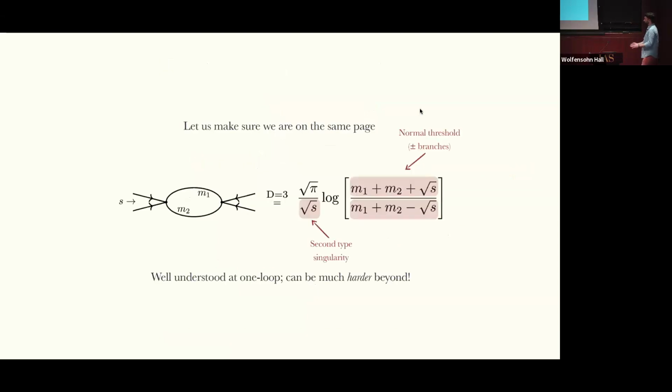Just to be sure that we're all on the same page, let's look at a very simple example that we can all integrate ourselves. The bubble in 3 dimensions is given by this expression, and by kinematic singularities, I mean basically wherever this expression diverges. So clearly there's something funny that happens at s equals 0, and also whenever the log diverges. This is a question that is very well understood at one loop, but can be very, very hard to answer beyond.